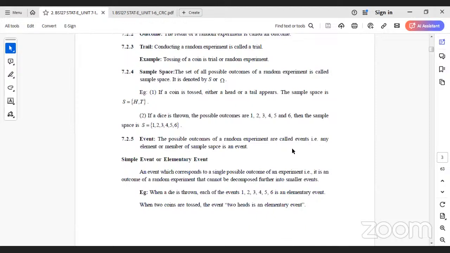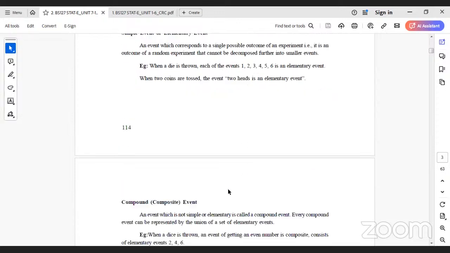Event: any subset of the sample space of a random experiment is called an event. An element of the sample space is a simple event or elementary event. An event which corresponds to a single possible outcome of an experiment cannot be decomposed further into smaller events. For example, when a die is thrown, 1, 2, 3, 4, 5, 6 are each elementary events. When 2 coins are tossed, the outcomes such as two heads are elementary events. We treat each of them as an elementary event.